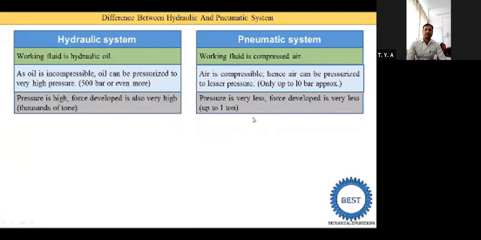Why is the force lower? Because the force is directly proportional to the pressure. So if you understand only one point in detail, then you are easily able to write down 3 or 4 more points.